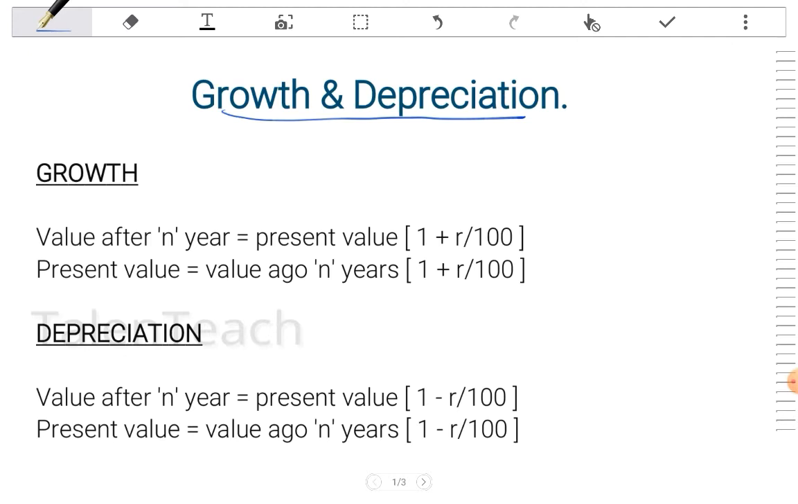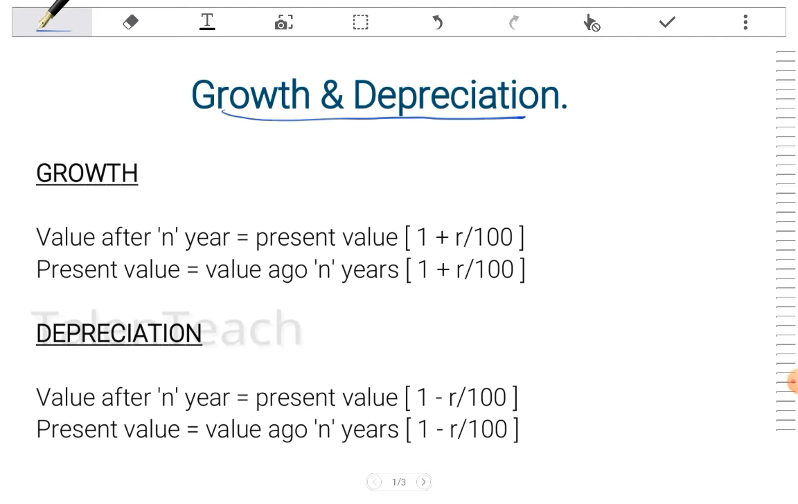So for growth and depreciation we have two formulas. First is to find the value after n years. N means it's simply a variable. Value after a certain number of years according to the question. And present value.